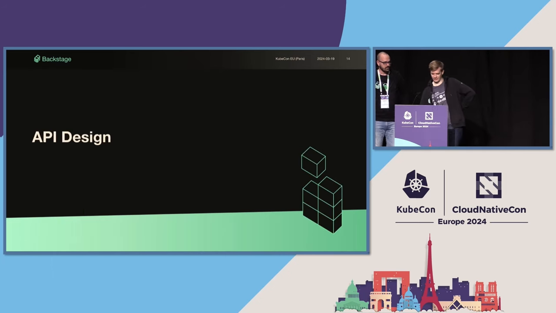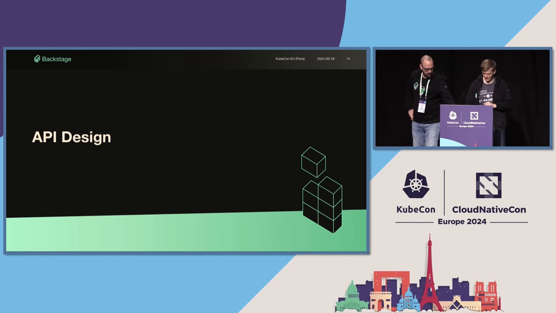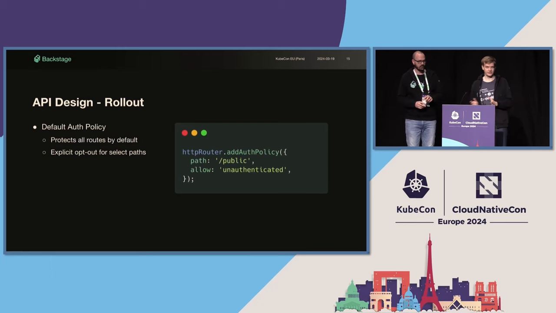All right. Thank you. Okay, that covers the architectural design of our new system. Now I want to talk a bit about our API design. So as a reminder, one of the primary reasons for these changes was that we wanted to make Backstage protected and secure by default. But that's a quite tricky change to roll out.